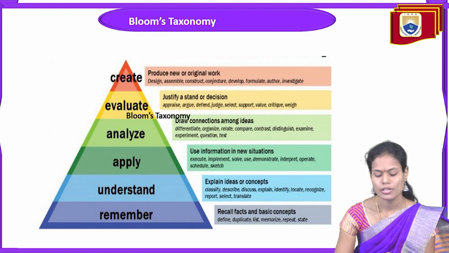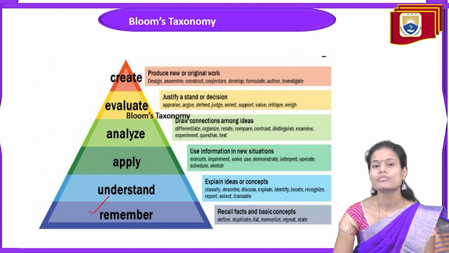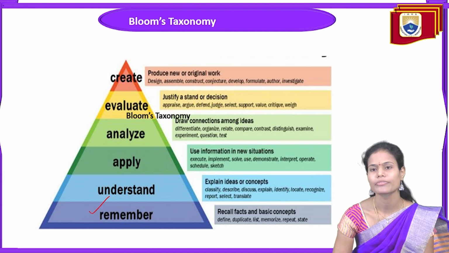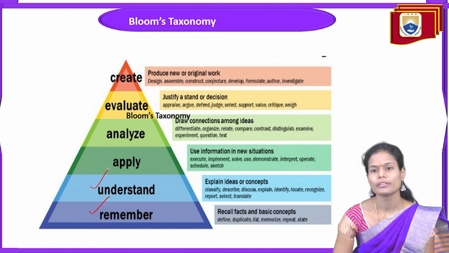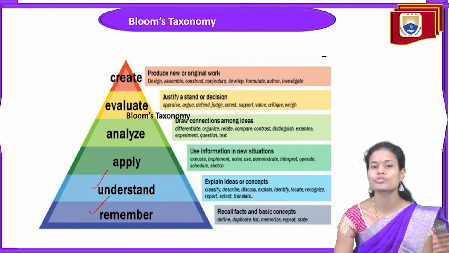These are the different Bloom's taxonomies we are going to utilize for writing the course outcomes of any particular course or subject. The first level is remember. We utilize the remember level to recall the facts and basic concepts of that particular topic. We can utilize define, duplicate, list, memorize, repeat to indicate the remember level here. The next level is understand. Understand explains ideas or concepts of that particular topic. In this we can utilize classify, describe, discuss, explain, identify, locate, recognize, report, select and translate to write the course outcomes.